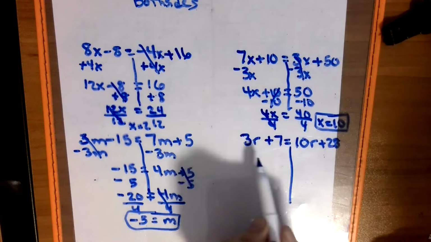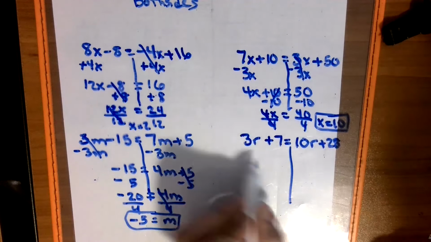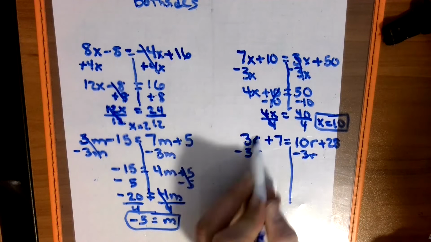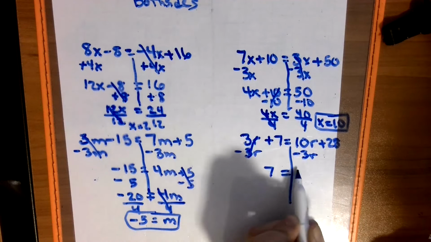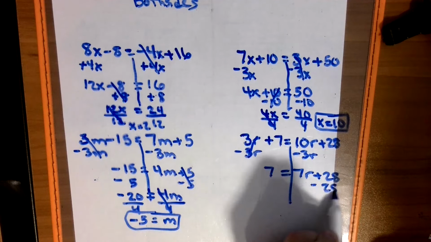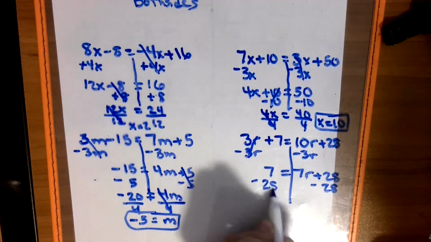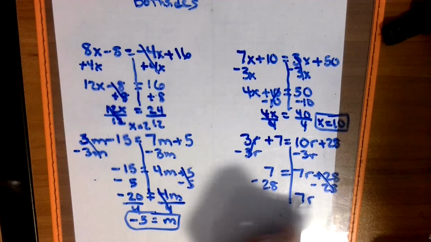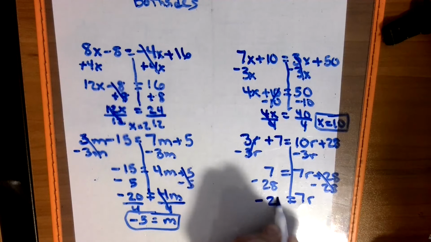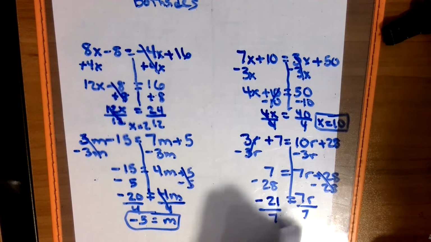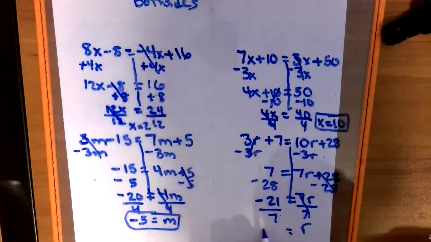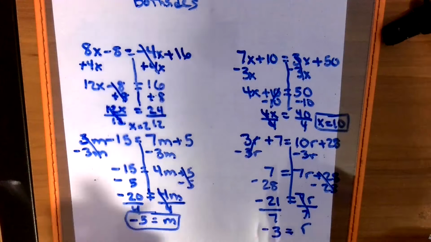Last but certainly not least, I'm going to bring this 3r over to this side because I'm bringing the smaller one over to the bigger side. 7 equals 7r plus 28. I'm going to take away the 28, subtract 28. Negative 7r. Bad 28, good 7. The bad's going to win by 21. Divide by 7. r equals negative 3.